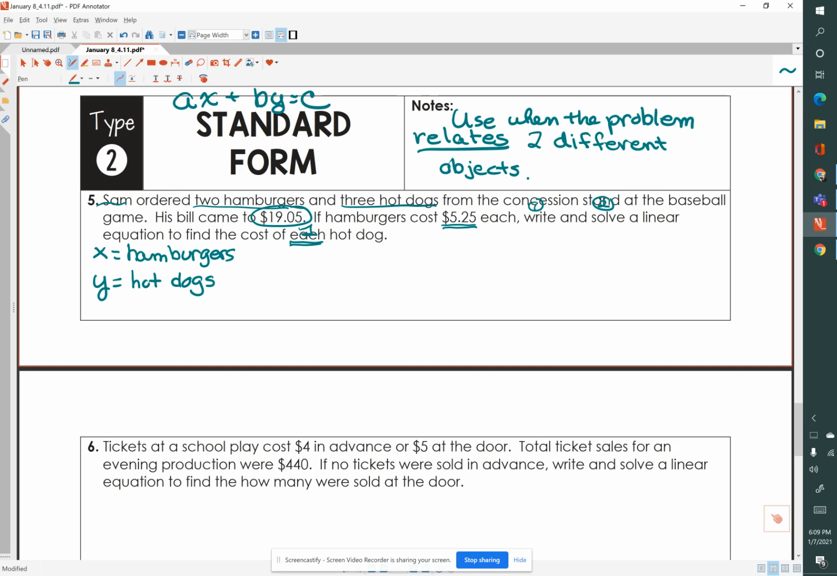So my standard form of an equation, remember AX plus BY equals C, it says here he ordered 2 hamburgers and 3 hot dogs. So that would be 2X plus 3Y equals what his bill came to, $19.05. Now, that's the first part. We did the first thing. We wrote the equation. Now we need to solve the equation.